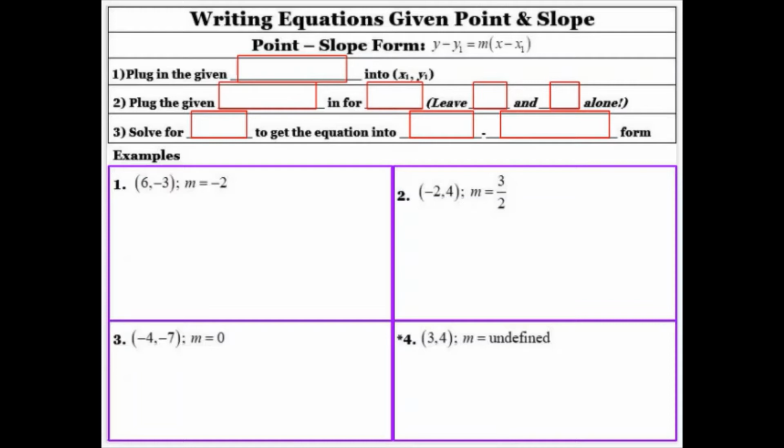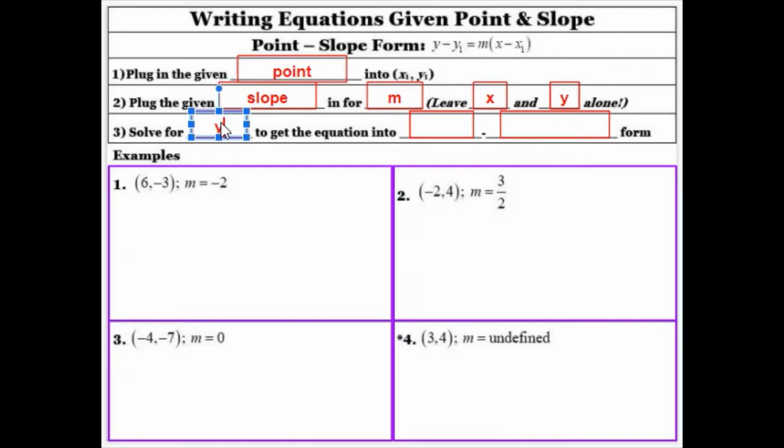If we know a point on the line and the slope of the line, we can plug in our given point into x1, y1. So x1 is going to be the x value of the 1 point, and y1 is the y value of that 1 point. Plug the given slope in for m, and then leave the regular x and y alone. So we'll be replacing x1 and y1, but not the y and the x, because we still want to have an x and a y in the formula.